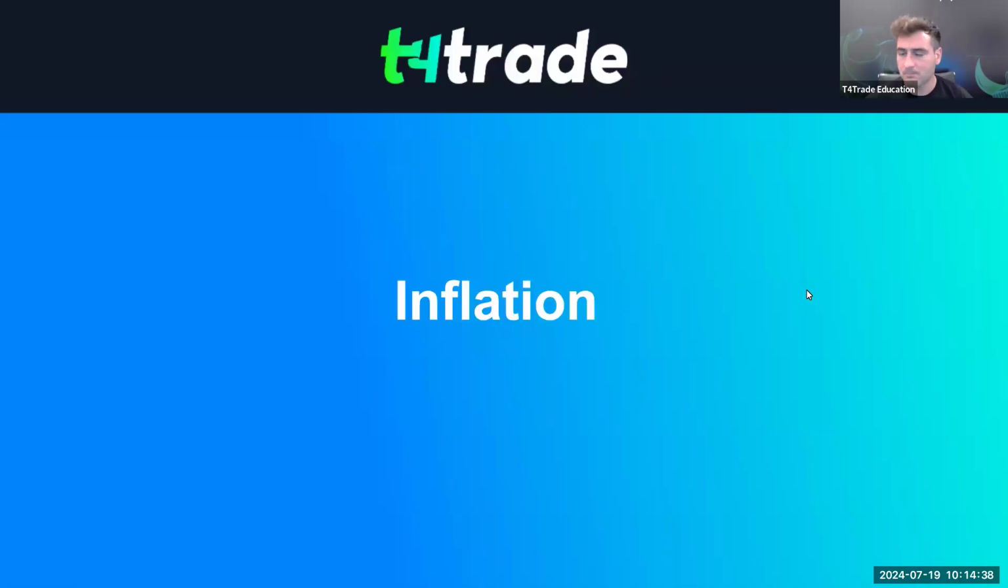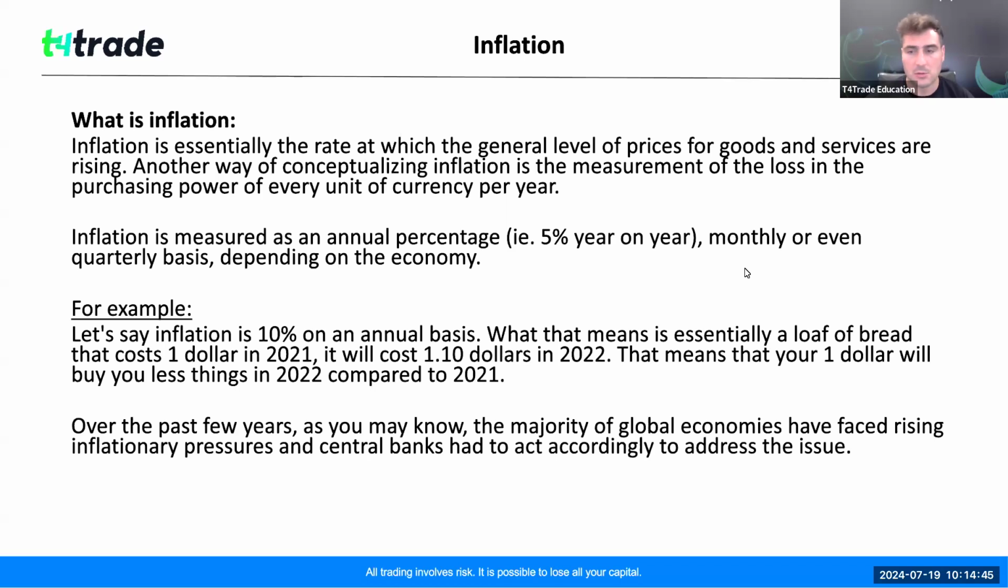So without further ado, let's go in with the first category, which is inflation. I'm pretty sure, I'm hoping, that every one of you knows what inflation is. If not, fear not, we have a definition right here to make you grasp the concept. Inflation is essentially the rate at which the general level of prices for goods and services is rising or falling. We must say that as well.